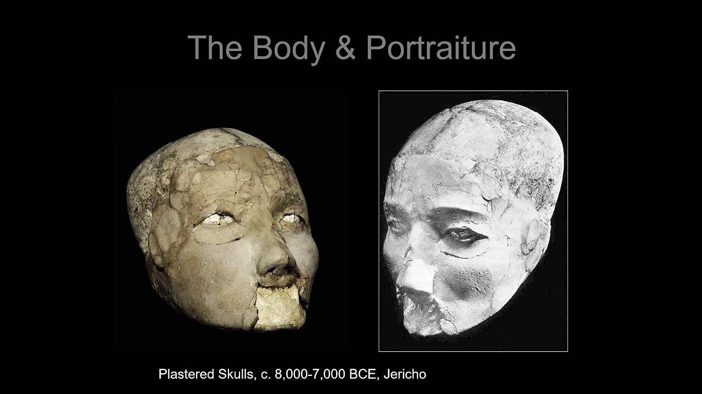Now this is fast forwarding several thousand years into the future, but when we think about it, images of the body and associations of the body is one of the most important things in all the ancient world. These are plastered skulls. We'll talk more about them when we get to the Neolithic period. But these plastered skulls show that people wanted to preserve the likeness or the essence of who these people were. They would take the skull and they would recreate the flesh in plaster. They would even put shells in the eyes because eyes are wet and they glisten, and shells have a shine to them. So they even used materials that replicated the quality of the body.